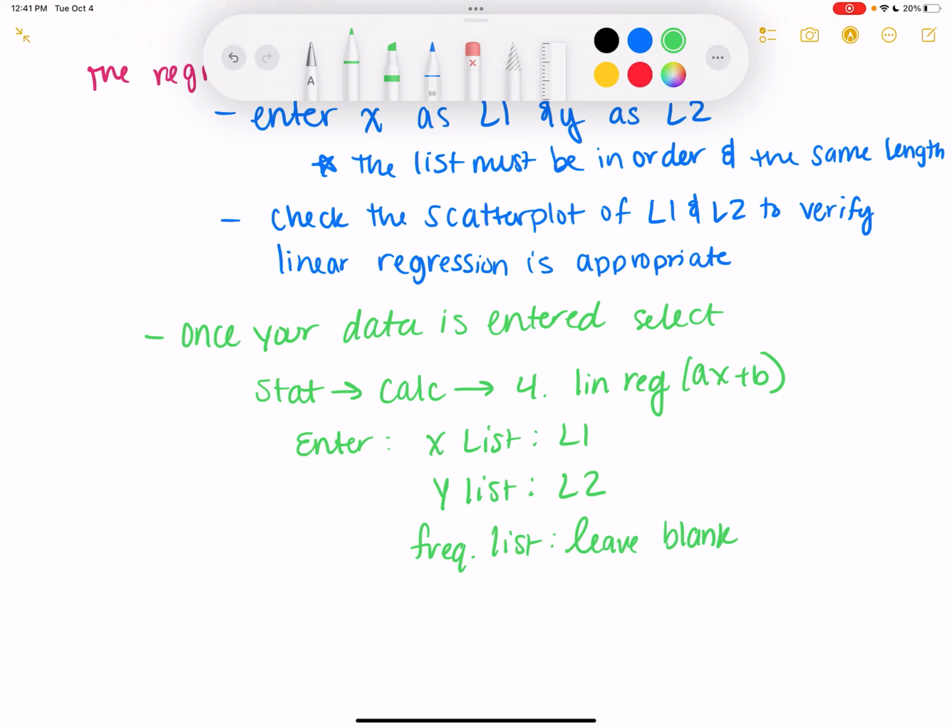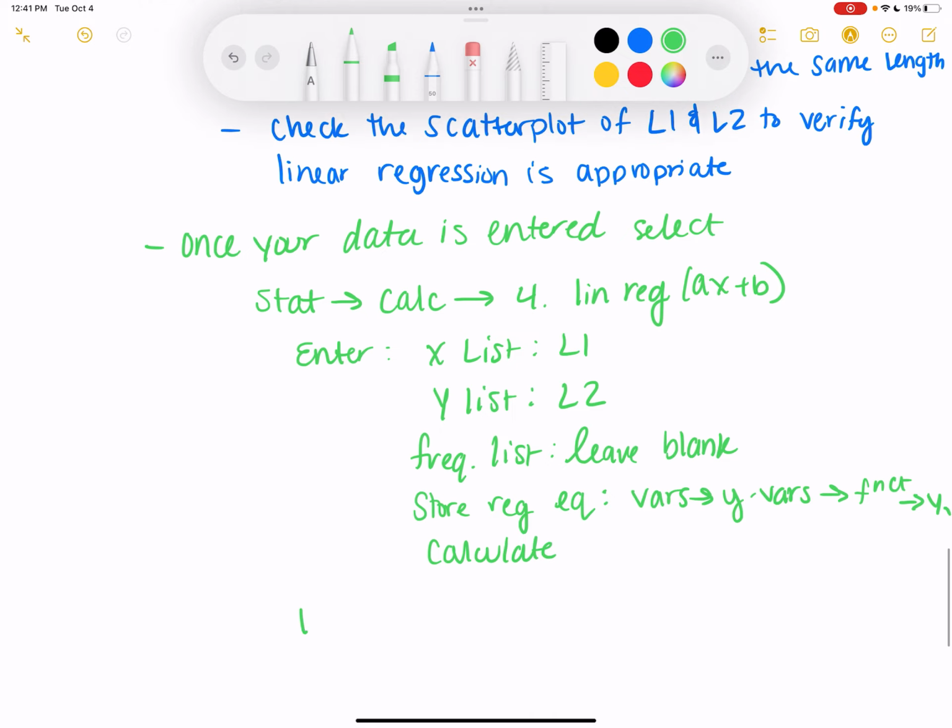and then we're going to store the regression equation with vars, y vars, function, and then y1, and then we calculate, and it'll put it there, and then it'll draw your line for you, all of that fun stuff. And then ultimately, when we write your equation down, we write the equation as y hat is equal to ax plus b.